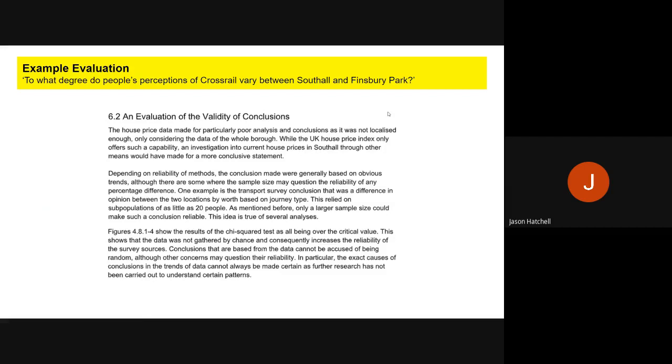They use the chi-squared test to basically say that the data was not gathered by chance and consequently increases the reliability of the survey source. In other words, they're saying that the statistical test they've carried out actually proves that the data they've collected is valid and useful in conclusions. And so what you can see here is the student throughout is questioning the reliability and questioning the validity of their conclusions and coming up with ways it was valid and was not valid.